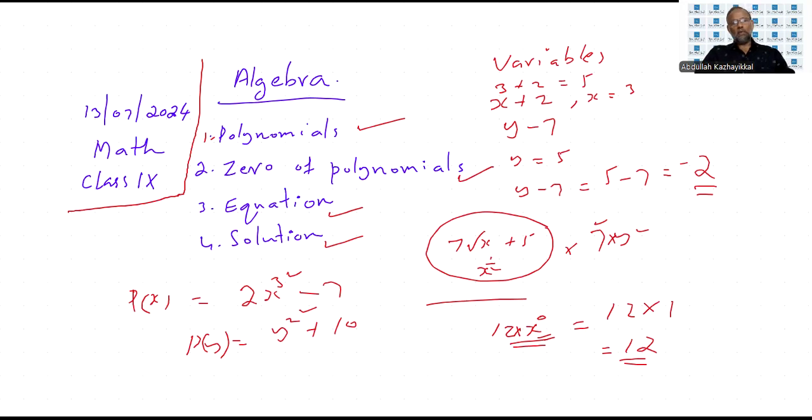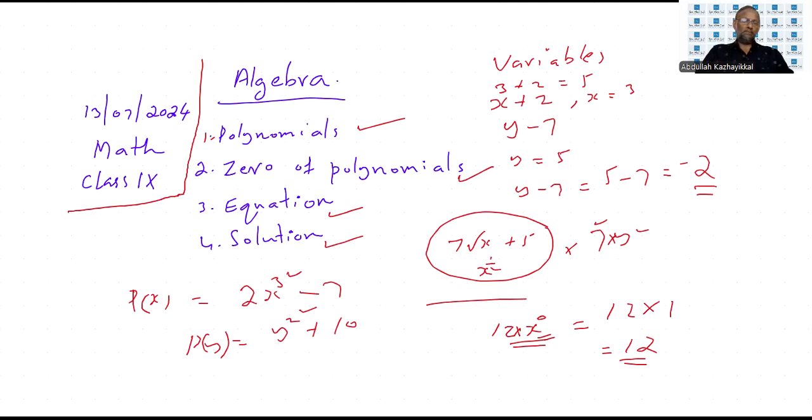What is the zero of a polynomial? We can write many polynomials. What do you mean by zero of a polynomial? Suppose a polynomial is there. The value of the variable which makes that polynomial 0, that is the zero of the polynomial. Find the zero of a polynomial.